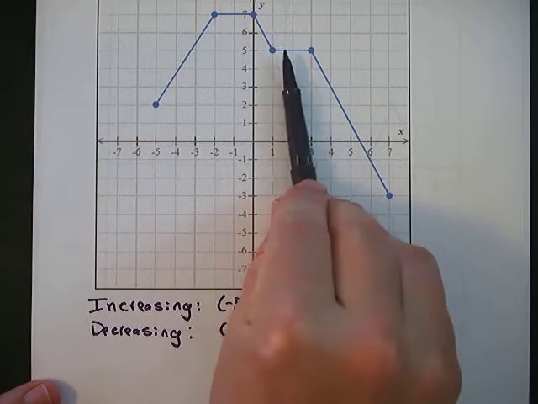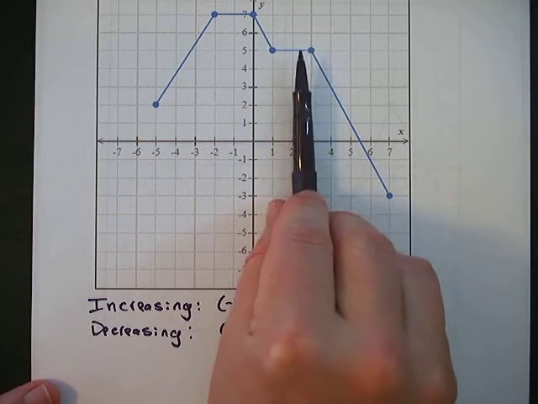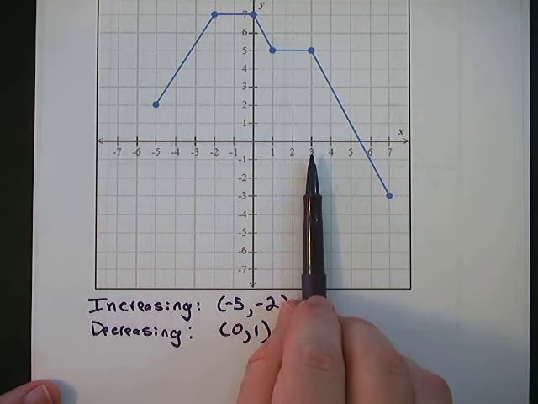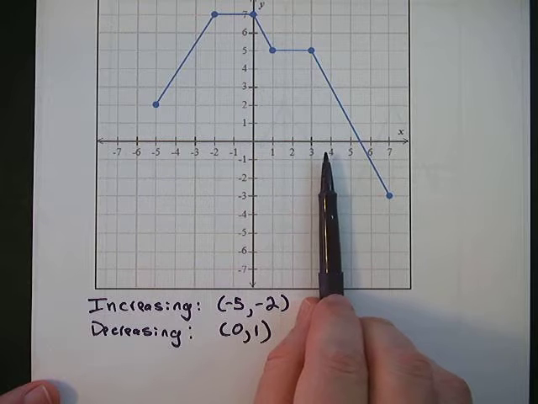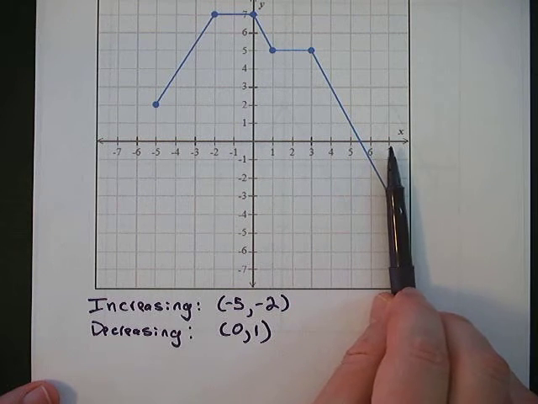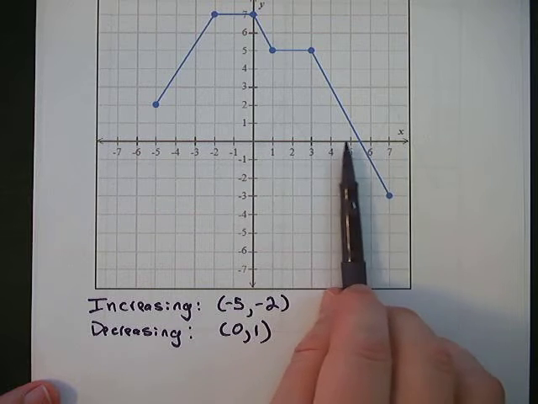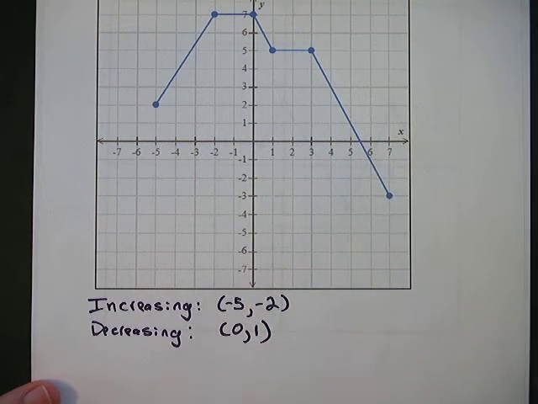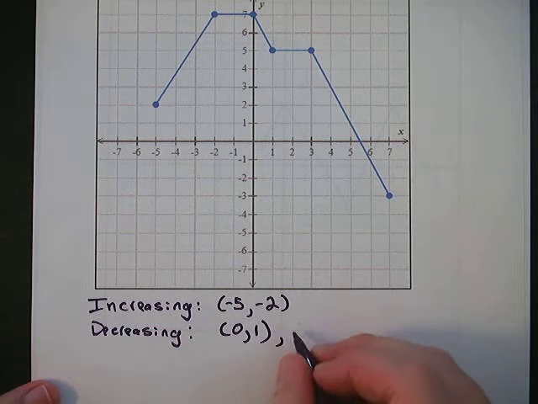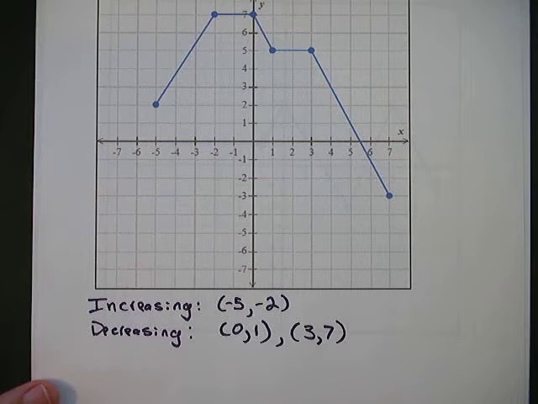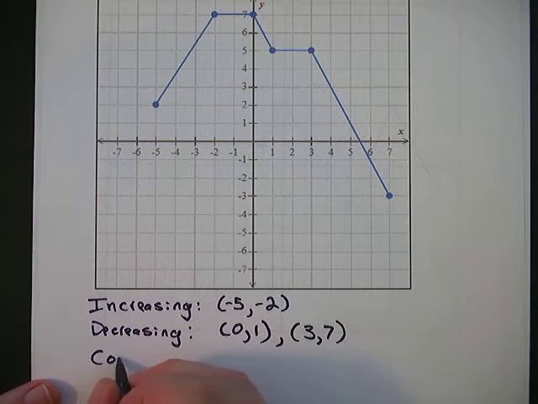It's constant here, so we'll ignore that for this question. Now it starts going down again. On the x-axis, it starts going down at 3. It keeps going down, down, down, all the way until I get to 7 on the x-axis. So between 3 and 7, the graph is going down. So the interval is (3, 7).